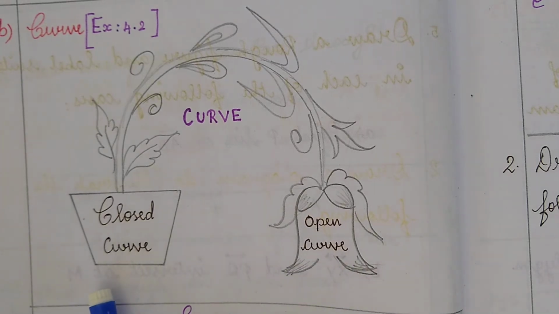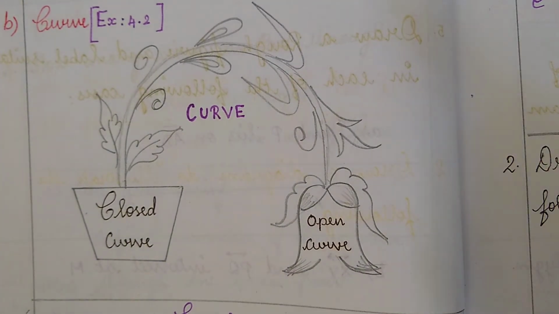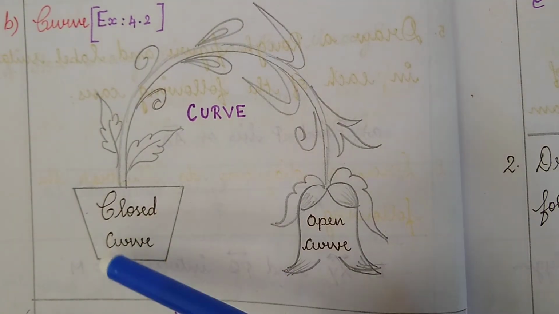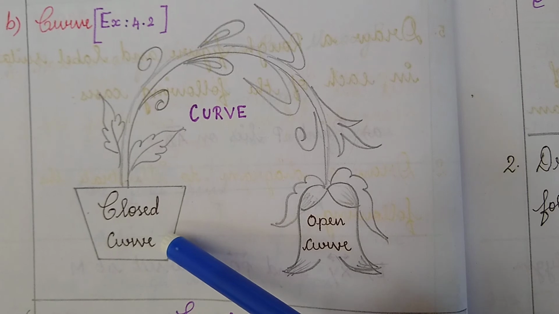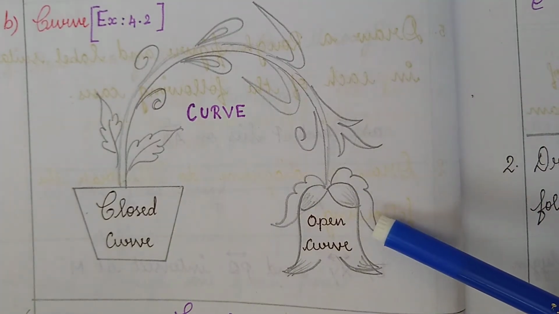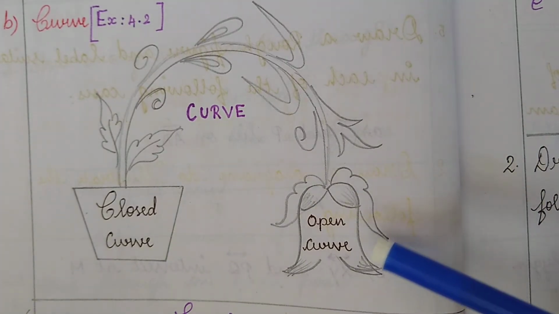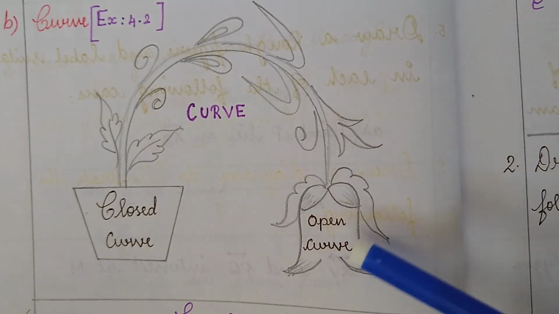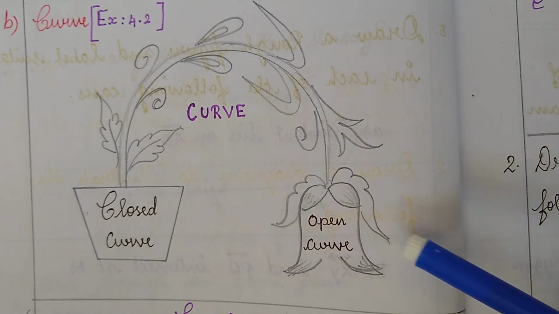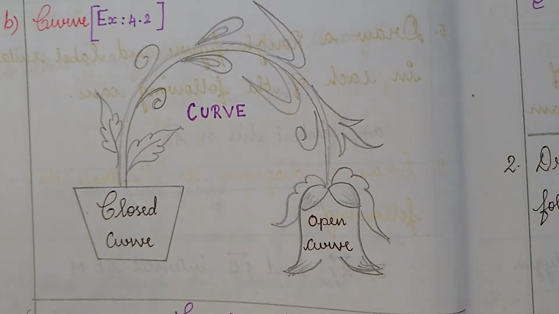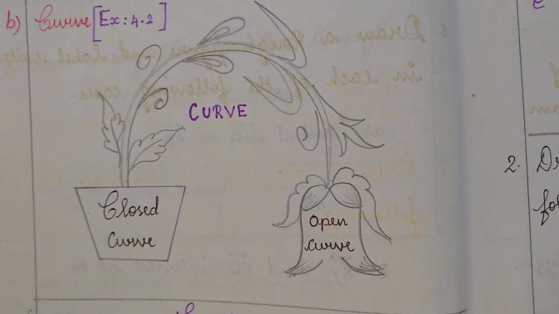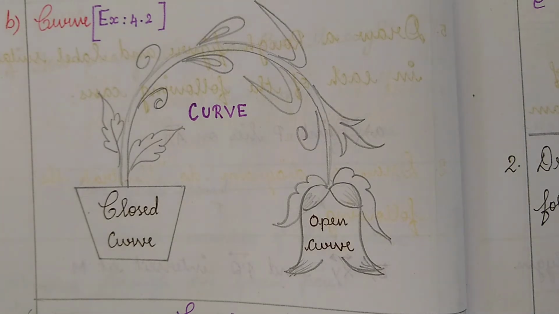What do we mean by closed curve? It is the shape which is closed by a line segment or a curve. Open curve means the shape which is not closed, it is open. So this exercise number 4.2 is based on only closed and open curves. Let's see the exercise problem.